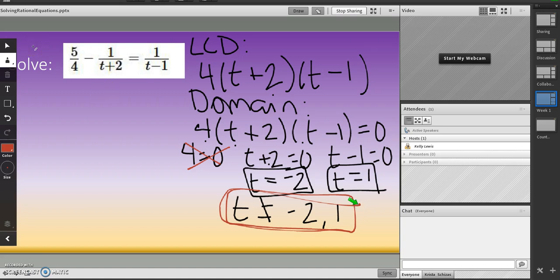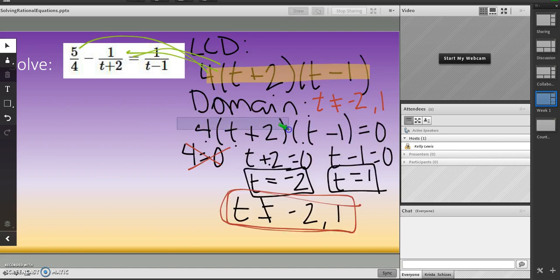Alrighty. So now we need to take our least common denominator. Okay, we're going to take that guy, multiply it by everything. Okay, and when we do that, I write so big. Okay, if you want to pause this to get the domain information, do that. I'm going to write t cannot equal -2 or 1. And then I'm going to delete this because I need the space. Because we're very big.